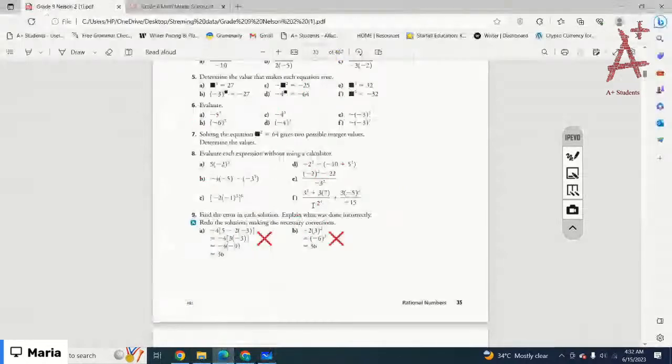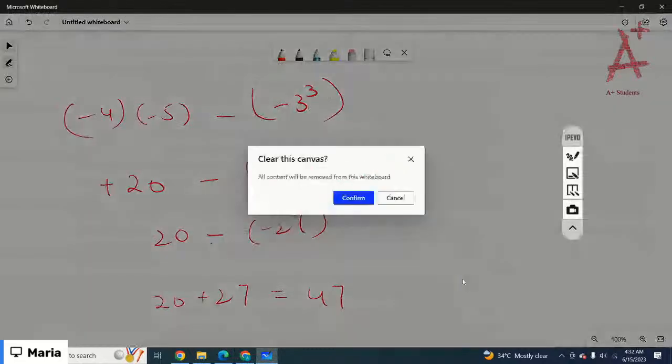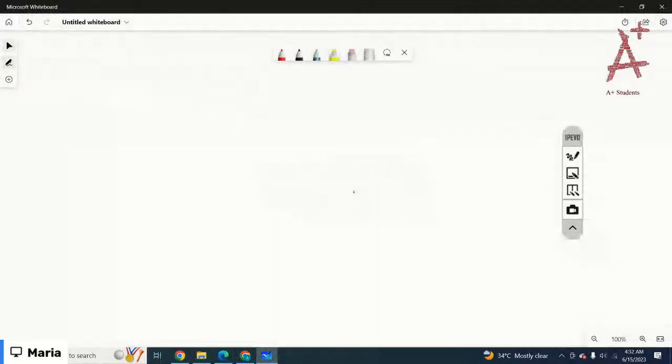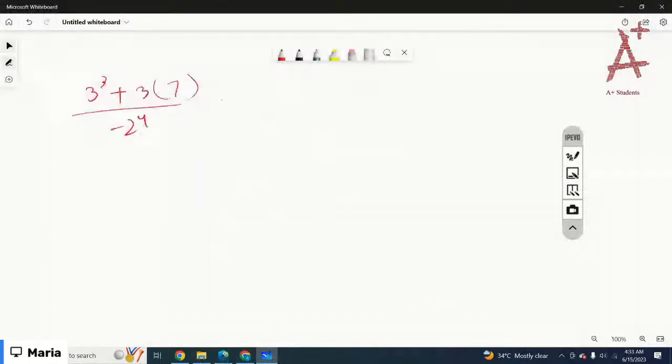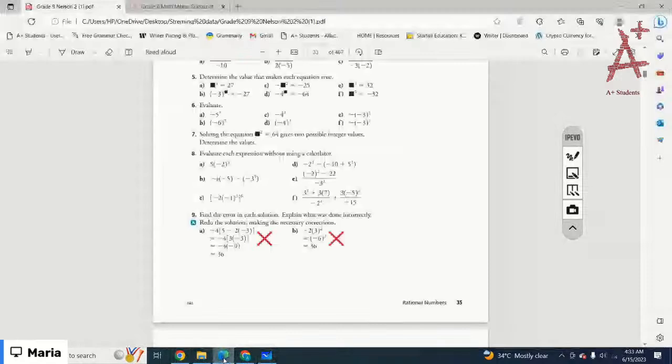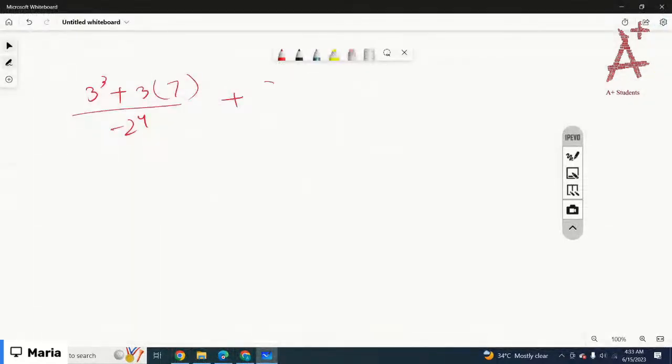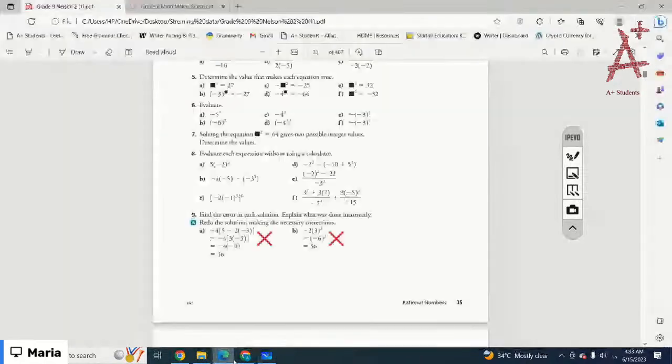Okay, let's just do the F part also. Got it? 3 exponent 3 plus 3 times 7 divided by negative 2 exponent 4 plus 3 times negative 5 square divided by negative 15. Let me just write it down. Okay, let's just solve.